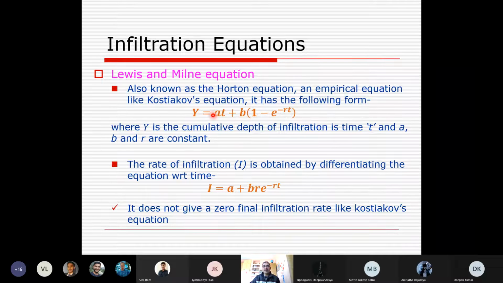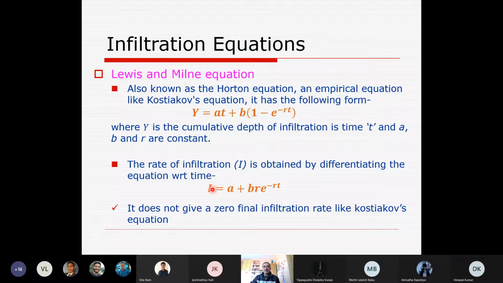Once we have accumulated infiltration from Lewis and Milne, we are as well interested to find out the rate of entry of water, that is infiltration rate. So if we simply differentiate this equation with respect to time, we can get the information about infiltration rate. So dy by dt, if we are doing, then the new relationship will become I, that is infiltration rate, equals a plus b r e to the power minus r t. You know it better. So this is how we are getting from these standard equations both the conditions, accumulated infiltration as well as infiltration rate.